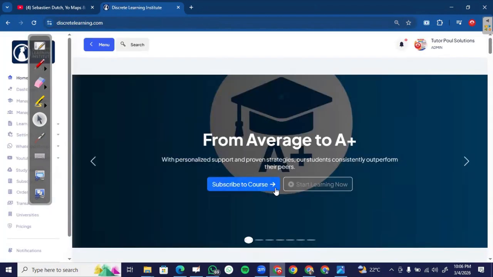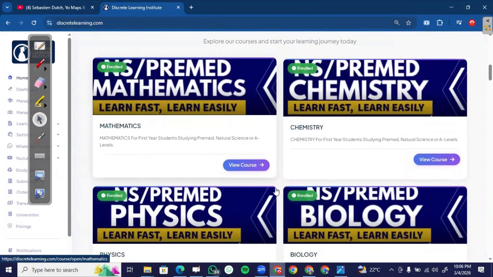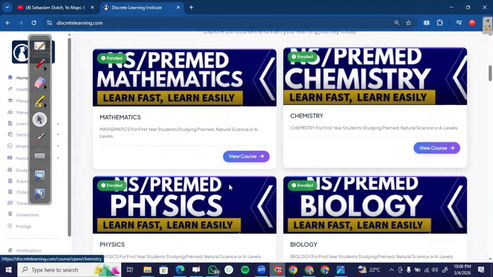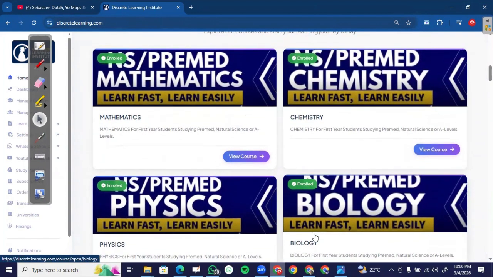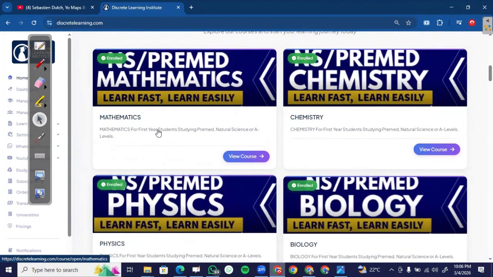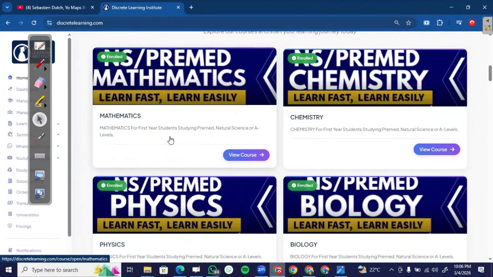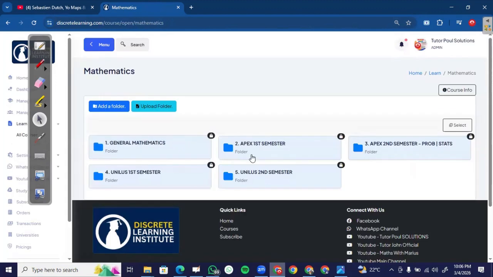Okay, after you log in, these are the things that you're going to see. So you can see mathematics, chemistry, physics, biology, everything that you need to help you. So for example, I'll just use the math folder or the math course. If you open it, you go to your particular university. Okay, so if you're from Unilas first semester, you go here. Unilas second semester, you go there. But if you're from any other university, you go in general mathematics. If you're from Apex, you use those. So I'll just use the semester ones here.